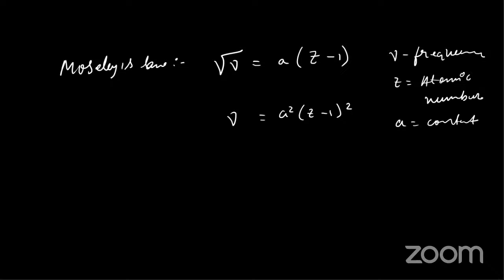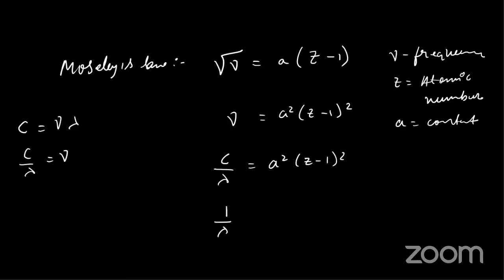And C is equal to f lambda, or C is equal to nu lambda, or C by lambda is equal to nu. So instead of nu, I can write C by lambda, which is equal to a squared into (Z minus 1) whole squared. C I can bring down. Therefore, 1 by lambda is equal to a squared by C into (Z minus 1) squared, or I can write 1 by lambda is proportional to (Z minus 1) whole squared.